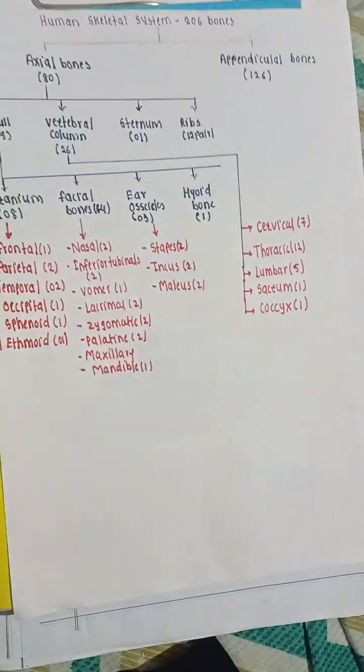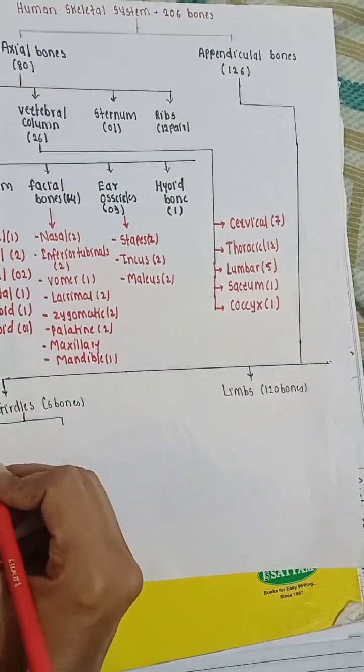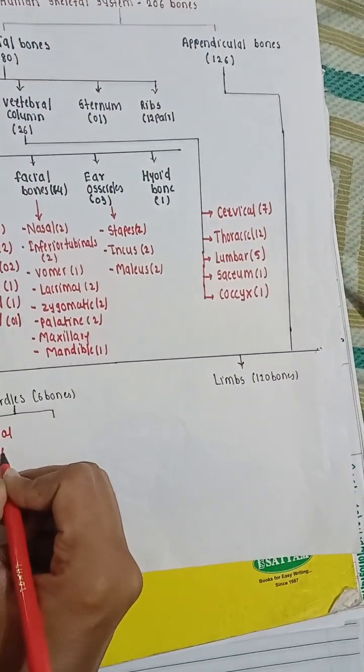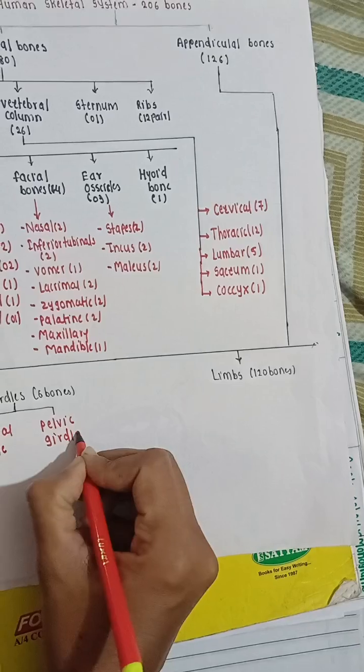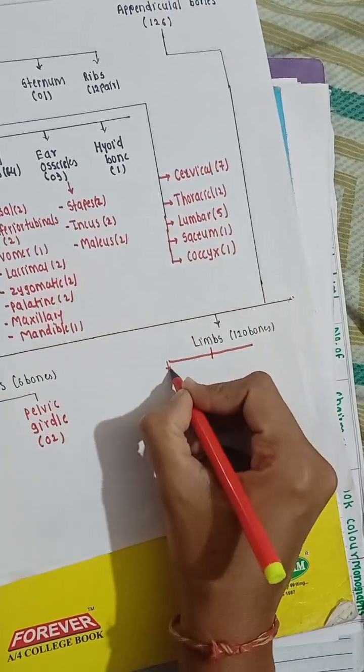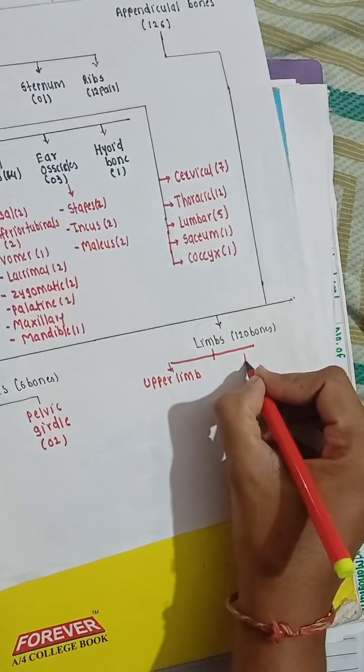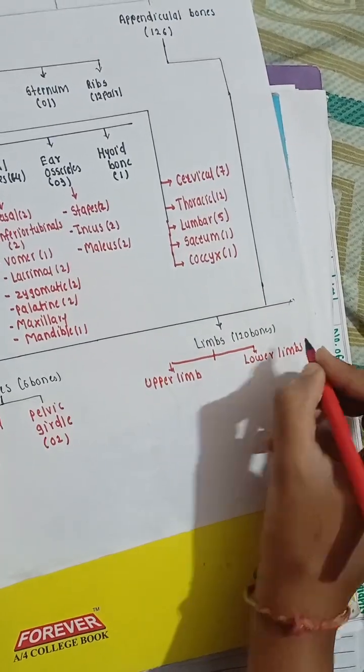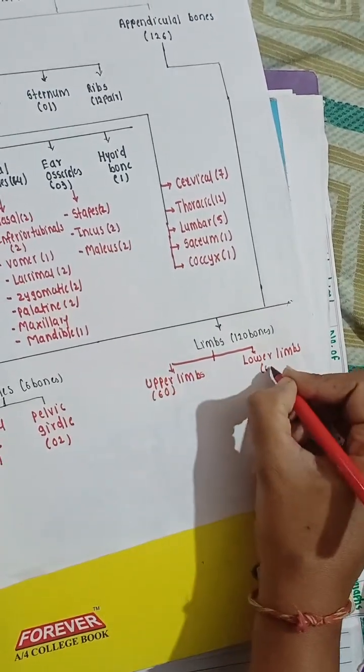Then next one is the appendicular bones, which is divided into 2 types. First one is the girdle part, second one is the limb part. Girdle consists of the 6 bones. Limbs consist of the upper limbs and lower limbs. In girdle there are pectoral girdle and pelvic girdle.